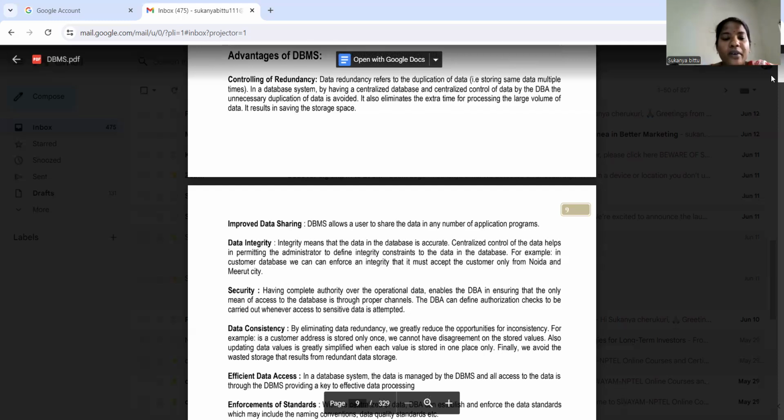What are the advantages in security? Having complete authority over the operational data enables the DBA, which stands for database administrator, to ensure that the only means of access to the database is through proper channels. The DBA can define authorization checks to be carried out whenever access to sensitive data is attempted. Data consistency: by eliminating data redundancy, we greatly reduce the opportunity for inconsistency.